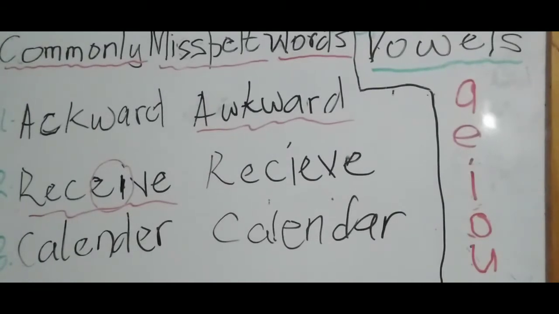All right. Now this other set of words here, one correct, one incorrect. We have C-A-L-E-N-D-E-R and we have C-A-L-E-N-D-A-R. We are trying to spell calendar. The first is C-A-L-E-N-D-E-R. The other is C-A-L-E-N-D-A-R. Which do you think is correct? Well, if you have the last one, then you are correct.